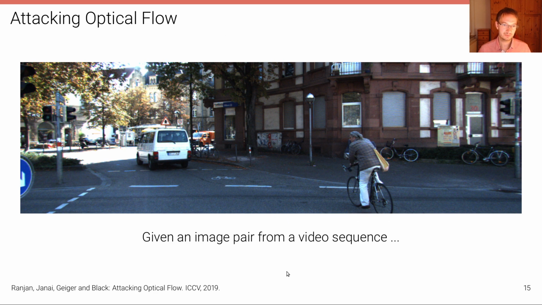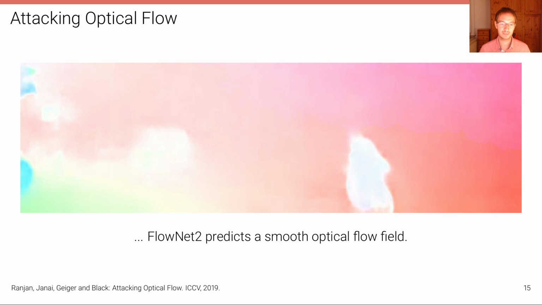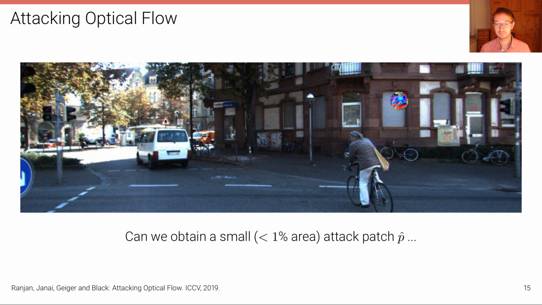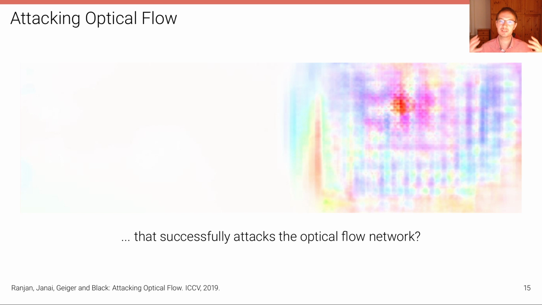This is some work that we did in our lab. We wondered, well, now most of these adversarial attacks have been developed for and tested with recognition systems like classification and detection. Does it also work for deep learning models that try to estimate geometric properties, or in this case optical flow? So here, given an image pair from a video sequence, we have an optical flow algorithm like FlowNet2 that predicts a smooth optical flow field, color-coded here the direction and the magnitude of the optical flow. And now the question is, can we actually optimize for a small patch that covers a small piece of the image, let's say smaller than 1% of the entire image area, this attack patch here, and that successfully attacks the optical flow network.